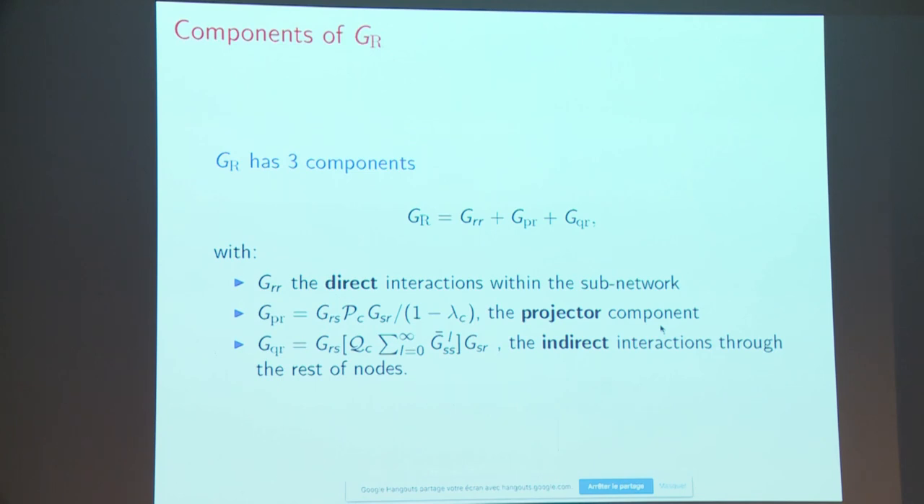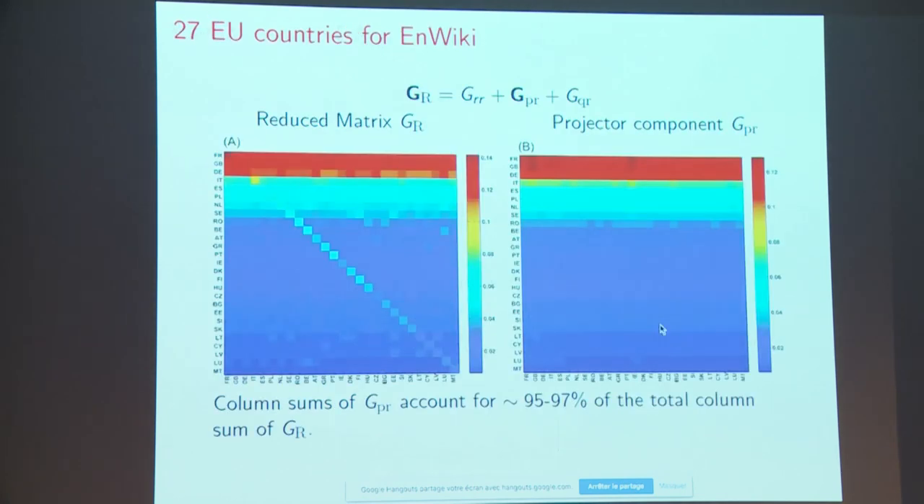Now we'll illustrate these components of GR. The first illustration I'm going to give you shows the reduced matrix we get for a set of 27 European countries selected in Wikipedia. Here we have selected the 27 European countries that were composing Europe for the 2013 Wikipedia edition, and looked at what GR is in the Wikipedia network of the English edition. On the left-hand side I've plotted the reduced matrix GR, and on the right-hand side, the projector component GPR.